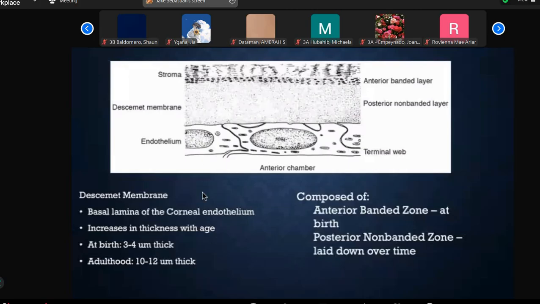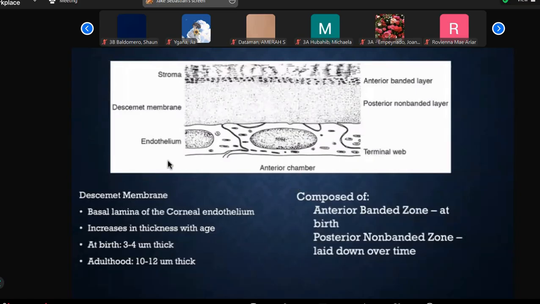So aqueous is assaulting the cornea from behind. Tears are assaulting the cornea from the front. The one that protects the cornea in front is the epithelium. That's why if you have epithelial defects, for example, your nail scratched your cornea and the epithelium got removed, you will have blurring of vision, especially if it's in the center, because that area will be edematous until it is replaced by new epithelium. Also, the aqueous is assaulting the cornea from the back.